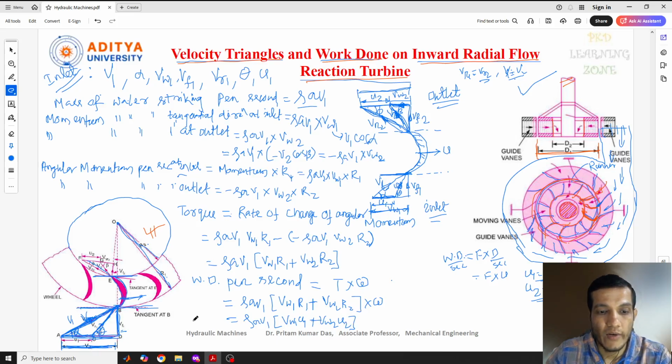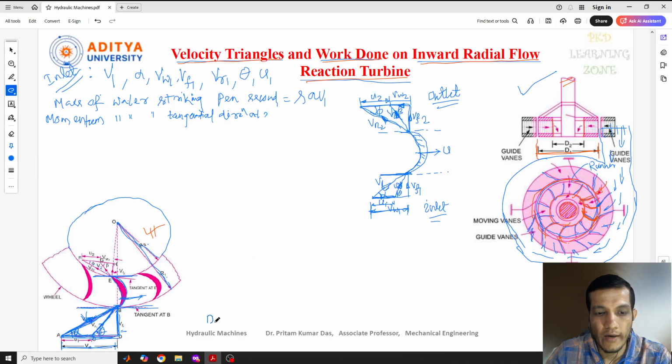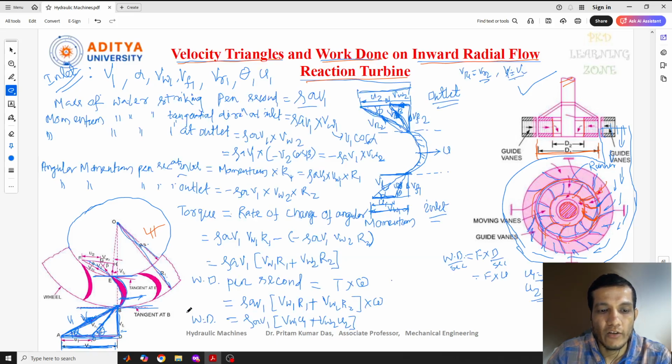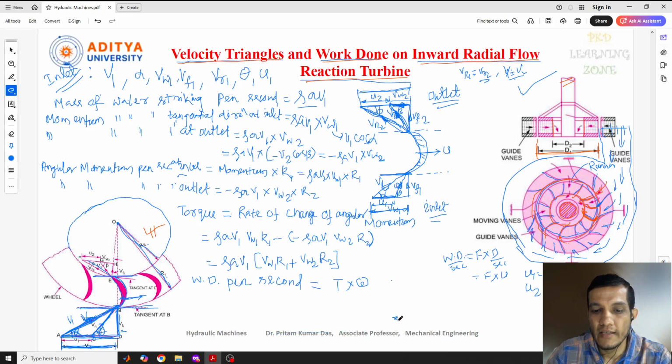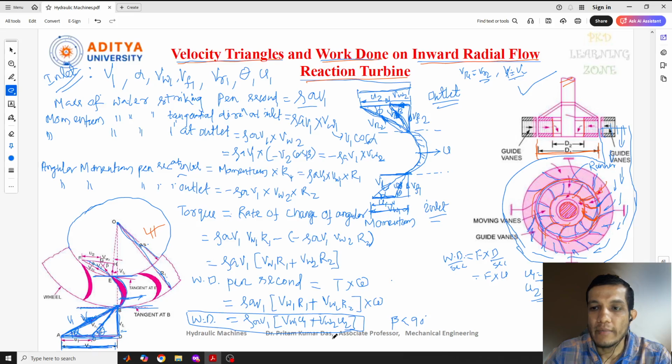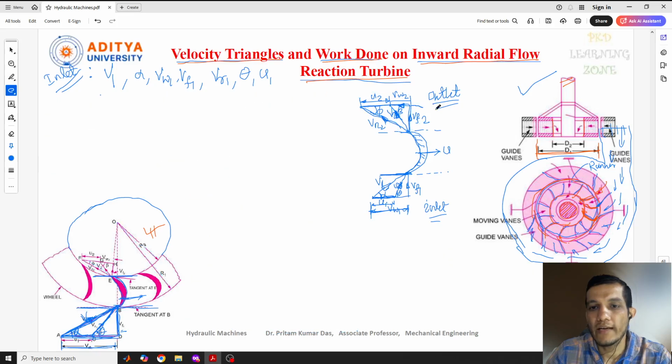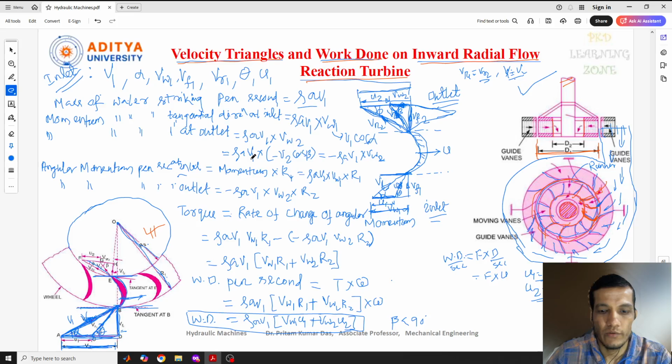Now this is the work done, the work done per second on the wheel. This is our required answer. Now what we got here is for when beta is less than 90 degrees, an acute angle. Sometimes beta will be 90 degrees, and sometimes beta will be more than 90 degrees. So at that condition, how do we find it? A simple one.